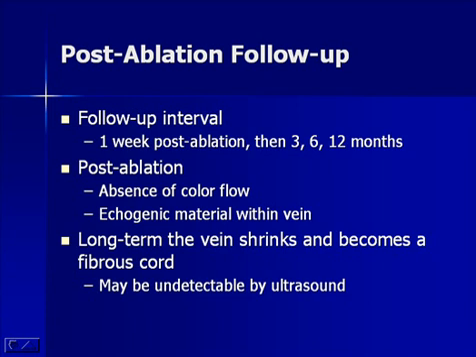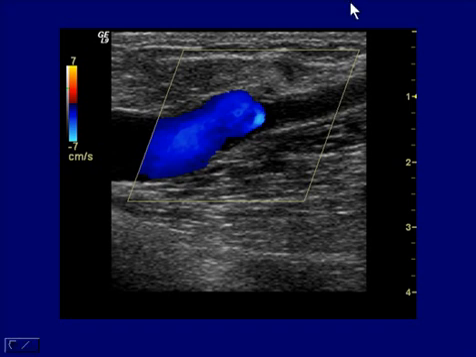What we want to see post-ablation is that there's echogenic material within the vein, that there's no color flow within the vein, and over time this vein will become atretic and shrink down and basically look like a fibrous cord, and in some individuals we may not be able to detect it. Here is an image of a vein that's post-ablation. This has all been ablated. It's fibrotic, not thrombotic. They don't like us to use that word.